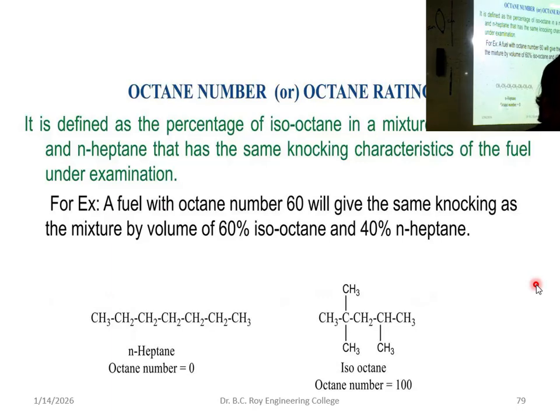Okay? Once more I am telling. 80% this and 20% this has got some anti-knocking characteristic. Your sample, if matching with that, it is 80 octane fuel. If a 90% and 10% mix is matching with that, then your fuel is 90 octane fuel.